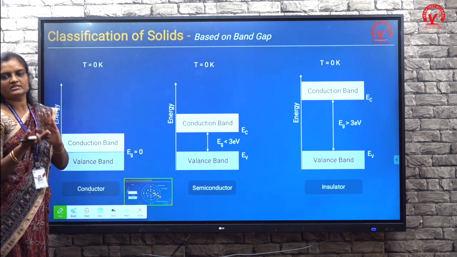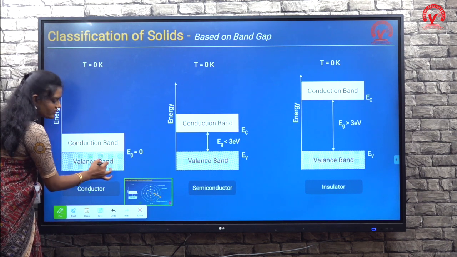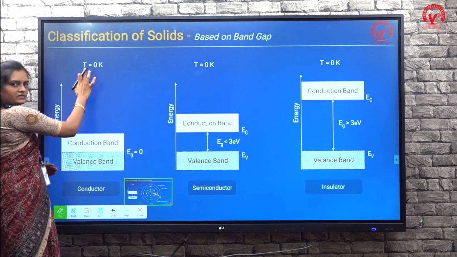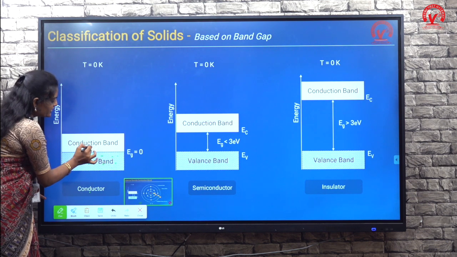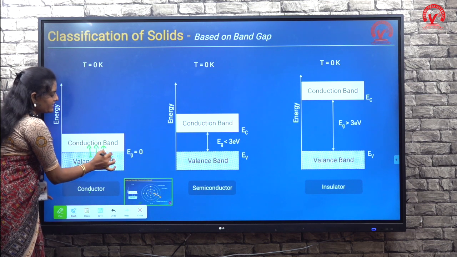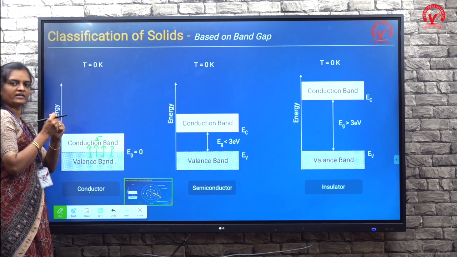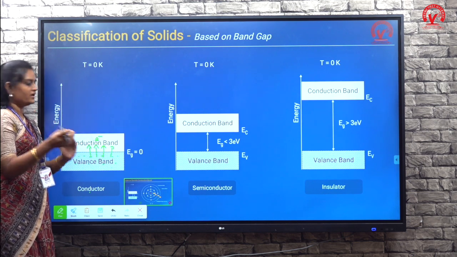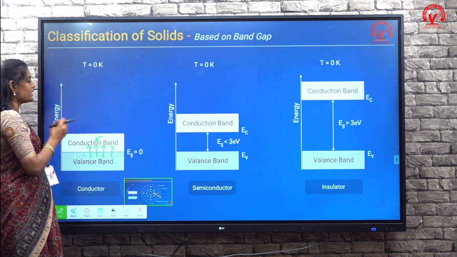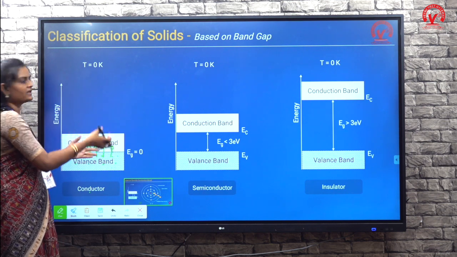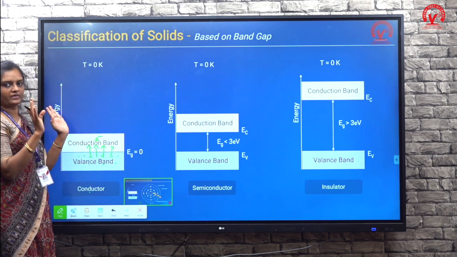If they overlap with each other, what happens? We have many valence electrons in a solid conductor, even at T equal to 0 Kelvin. There is no energy band gap, so these electrons are ready to go to the conduction band freely. Valence electrons are tightly bound and cannot move from one place to another, but when they go to the conduction band, they can move from place to place. So a number of free electrons move to the conduction band and the material becomes a conducting material.